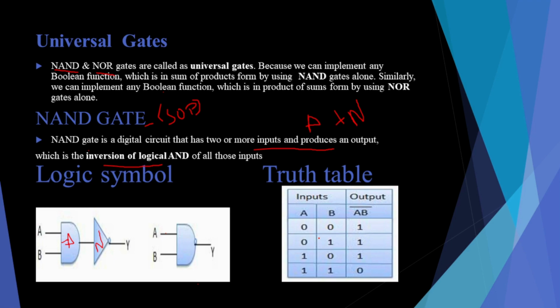That is 1. 0 into 1 is 0 and you need to give the inversion, for 0 it is 1. 1 into 0 is 0 and you will get an answer as 1. 1 into 1 is 1. 1 is inverted means you will get an answer of 0.